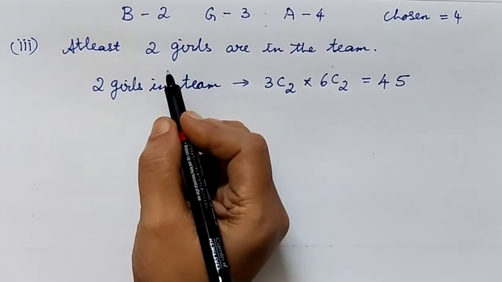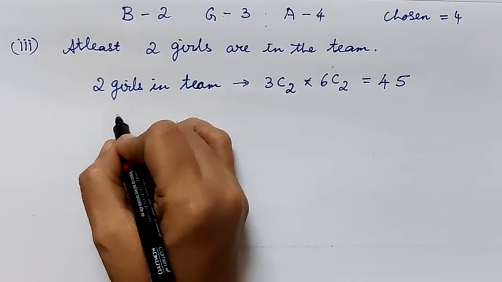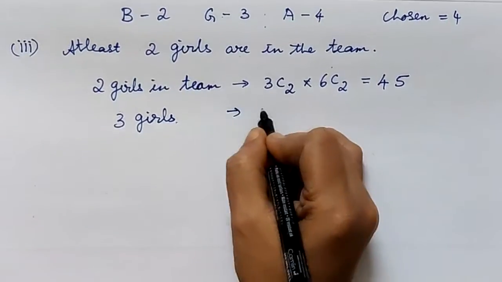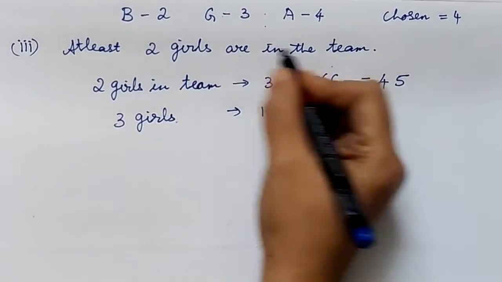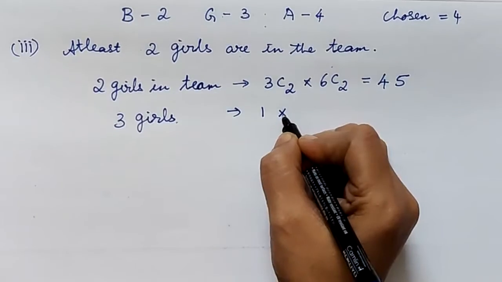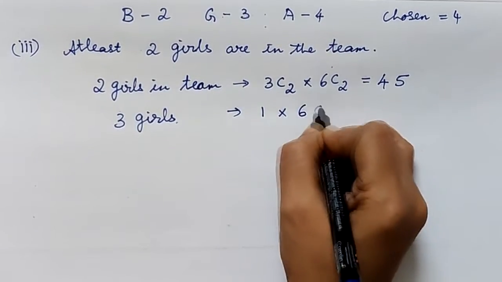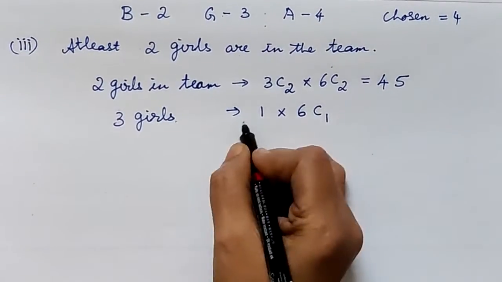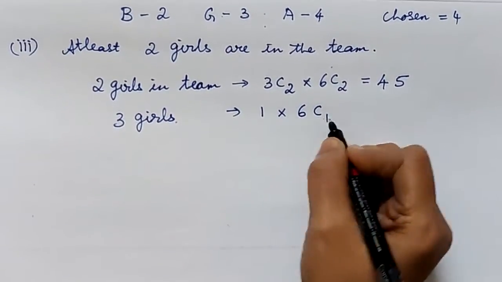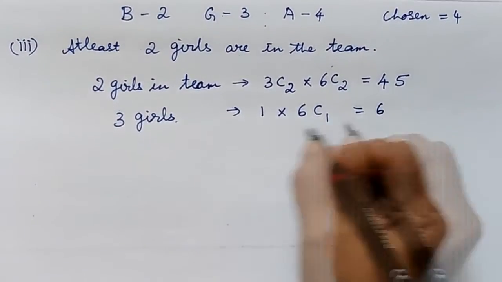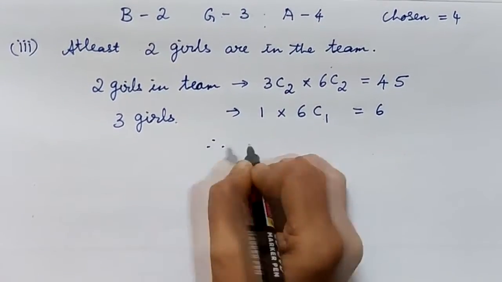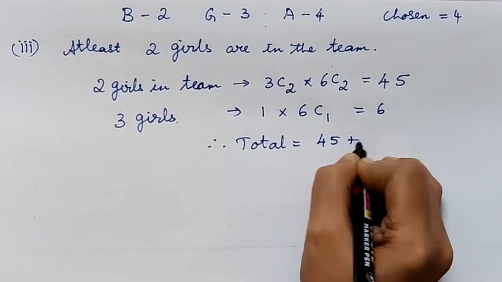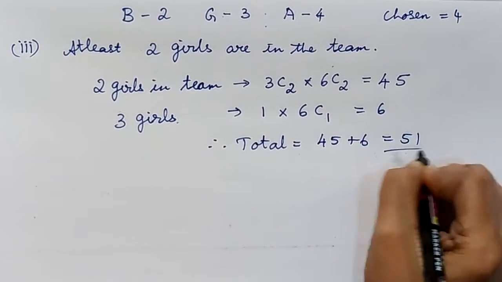At least 2 girls, so it can also be 3 girls. If 3 girls are in the team, then for sure all the girls must be there. All the girls are selected, so 1. And then from the rest of the 6, we need to select only 1, because the chosen people are 4 and already 3 girls are selected. So 6C1, which is equal to 6. Therefore, the total possibilities will be equal to 45 plus 6, which is 51.